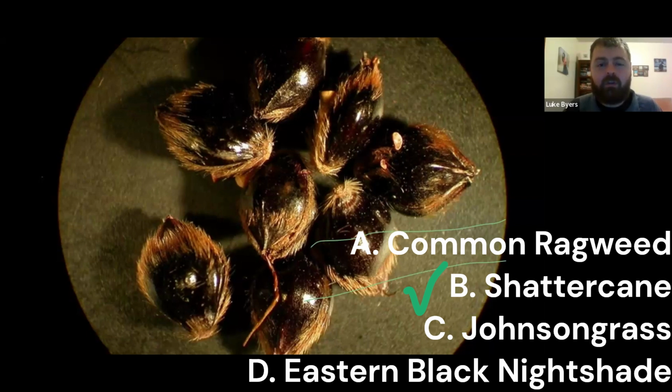And if you look at the seeds on shattercane, you'll see some similarities to what we'd see in grain sorghum. And so if you look at it that way, you might have been able to identify it as shattercane, but that's a tricky one. That's probably one that we would have on one of the higher divisions.